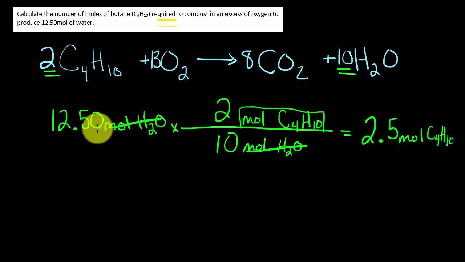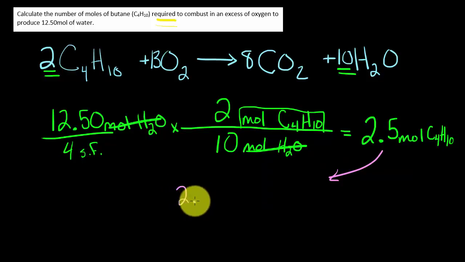Now, again, we go back to our starting number here, and we see that we have 4 significant figures. So we need to make sure our answer also has 4 significant figures. And if you see here, 2.5 is only 2 significant figures. And so the best way to gain some significant figures here is to just put some zeros after this 5, because it's to the right of the decimal and to the right of a non-zero digit. And so it will be significant. We would say 2.500 moles of butane, C4H10.